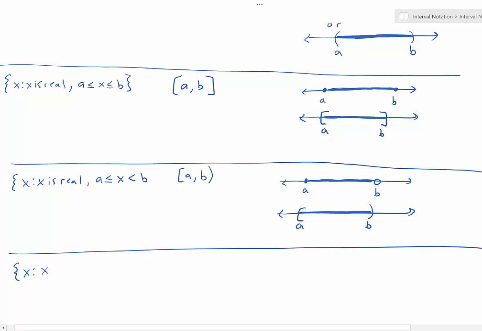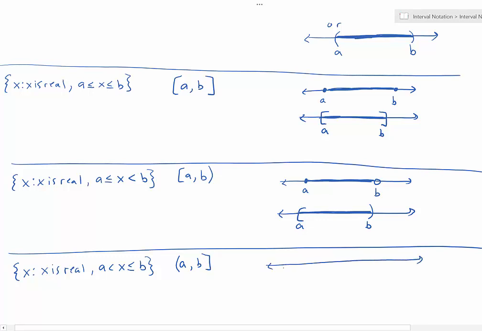So say we have a collection of real number x's, and then x can be bigger than a, but now less than or equal to b. Forgot to draw the bracket up there. All right. Well, we would put an a, comma, b as usual, but this time we'll put a parenthesis at a and a bracket at b, since we're including the b and not the a.